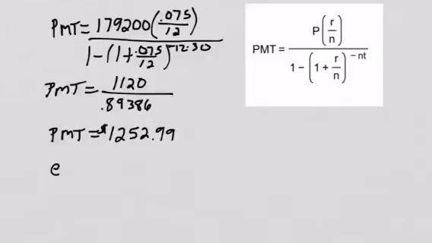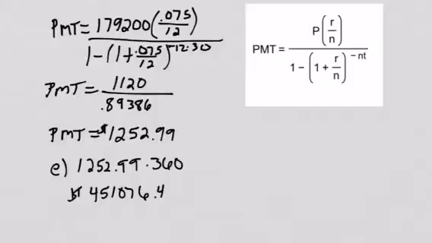Alright, now part E says we want to find the total amount of interest, the total interest cost. Well, if you think about it, each month we're paying $1,252.99, and we're going to do that for 12 months over 30 years, and so 12 times 30 is 360 months. So we're going to make 360 payments of that $1,252.99. And so if we take the $1,252.99 and we multiply it by the number of payments we're going to make, 360, we get a total of $451,076.40. So that's how much total we're going to have to pay.